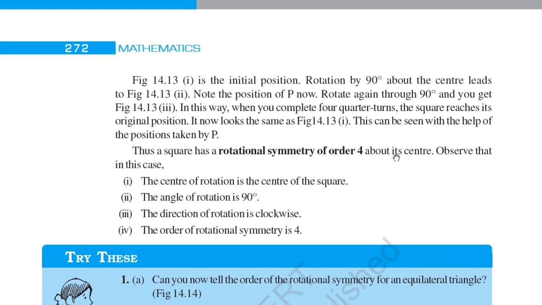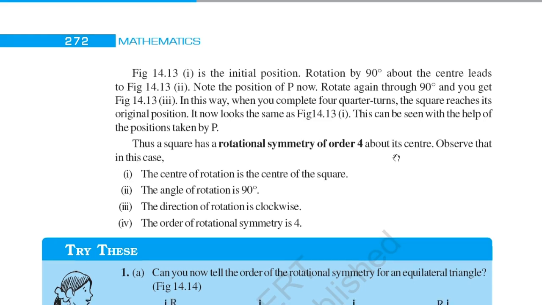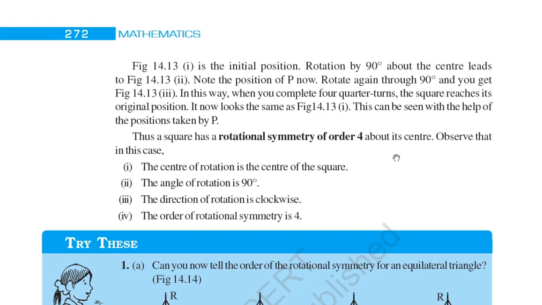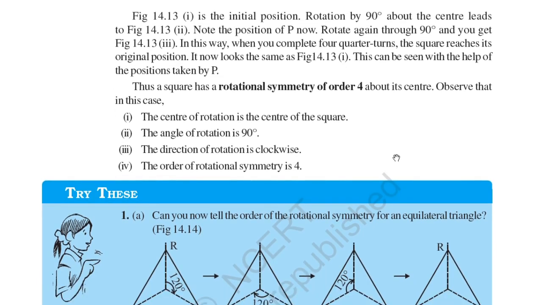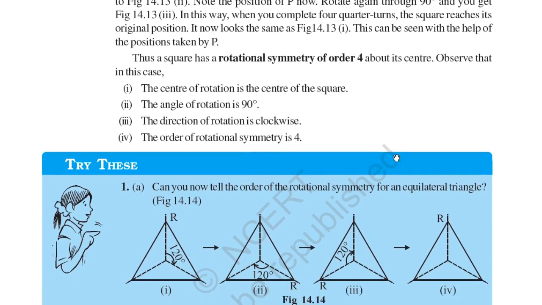Rotation by 90 degrees about the center leads to figure 14.13.2. Note that the position of P now rotates again through 90 degrees and you get figure 14.13.3. In this way, when you complete 4 rotations, the square reaches its original position. It now looks the same as figure 14.13.1. This can be seen with the help of the original position taken by P. Thus a square has a rotational symmetry of order 4 about its center.